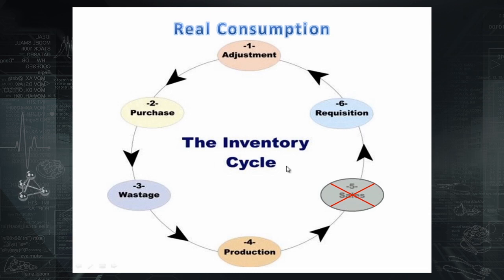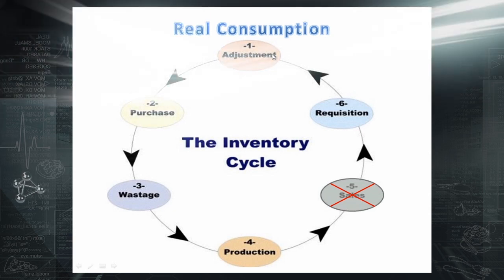The cycle begins with the beginning stock, that is the adjustment. Then purchases can be inserted, wastages, production, and requisitions, i.e. the transfers from one location to another. At the end of the cycle, whether it is monthly or weekly, perform adjustment again. The variance constitutes the value of goods spent during this cycle.